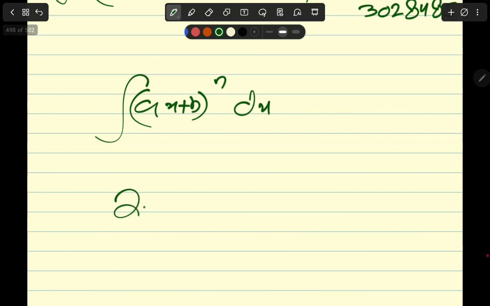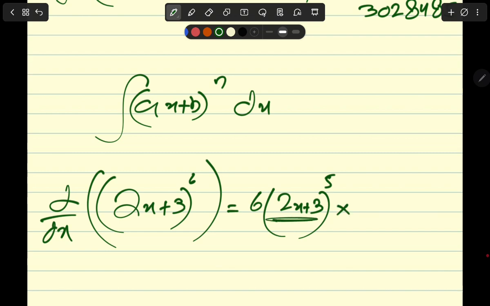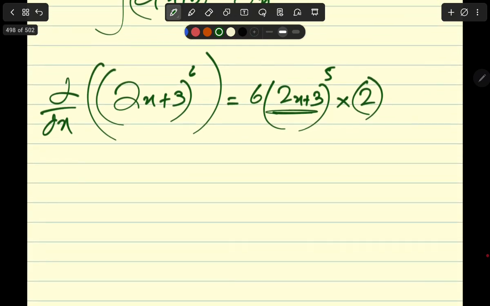Now, if I ask you to differentiate this instead, if I ask you to differentiate 2x plus 3 to the power of 6, you're going to apply chain rule. You're going to bring the power here. You're going to put this as it is. You're going to raise the inner function to 1 less power. So 6 minus 1 is 5. And then you're going to multiply by the inner function's derivative, chain rule, right? So now we just reverse the entire process.